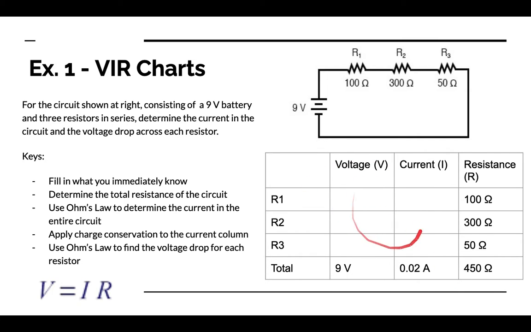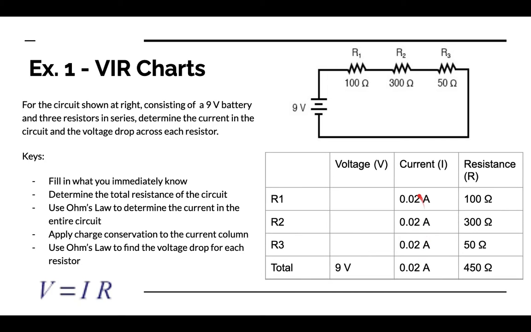So now what do we do from here? We still have 6 entries that we need to fill in, and we can't use Ohm's law since we have 2 unknowns for each row. What we can make use of for a series circuit is, again, charge conservation dictates that the current throughout is the same, so we can fill in 0.02 amperes for the current through each individual resistor.